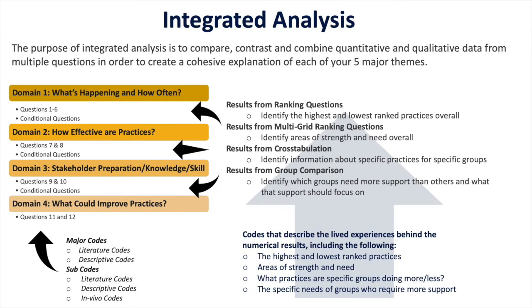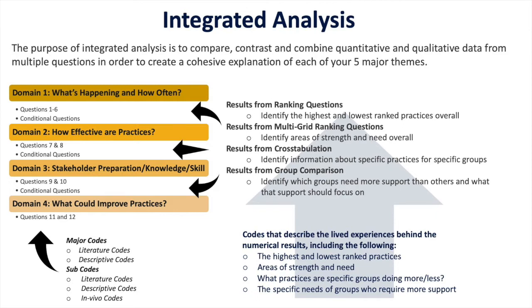So our integrated analysis for this class is going to focus domain by domain, looking first at our quantitative information and then our qualitative information to compare, contrast, and combine these 2 sources to make a major theme from our data. In looking at our first domain, the first thing we want to do is look at the results where we've identified from our ranking questions the highest and lowest evidence-based practices overall. So that's how often they're happening and how effective they are when they're happening.